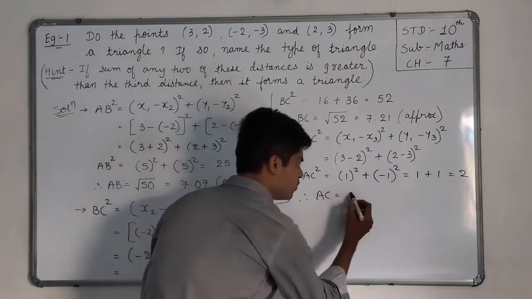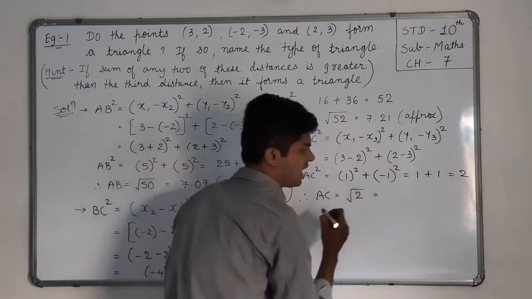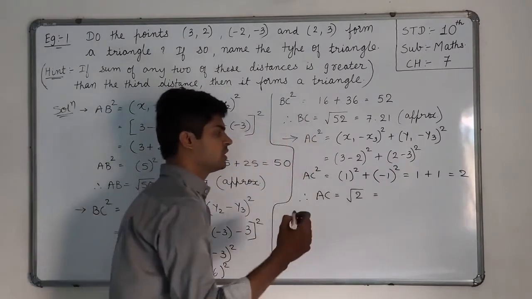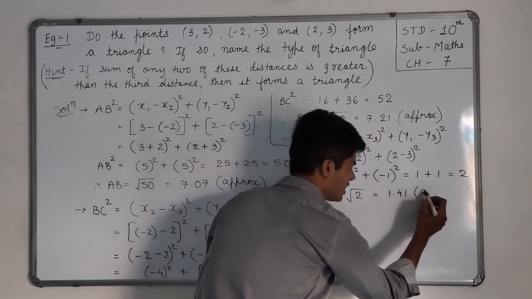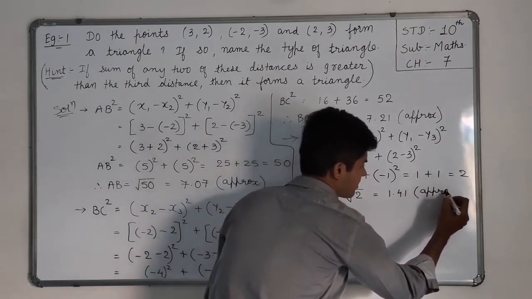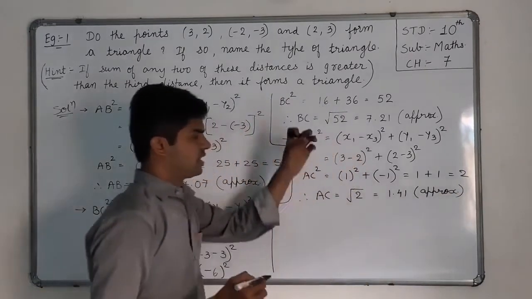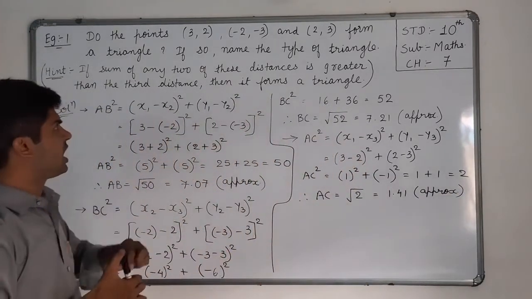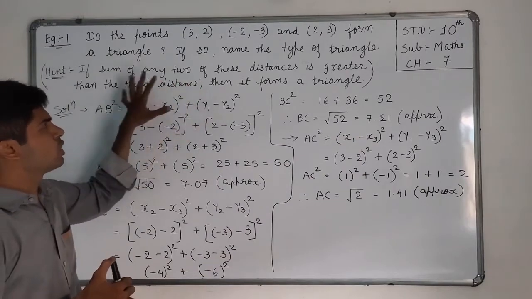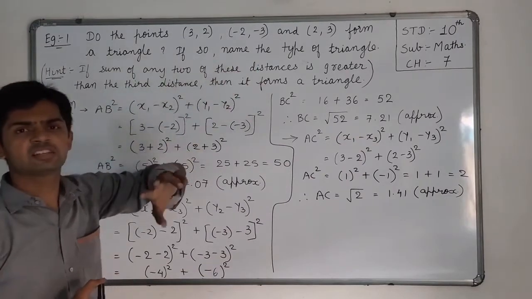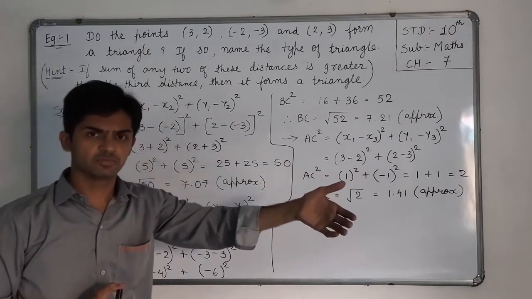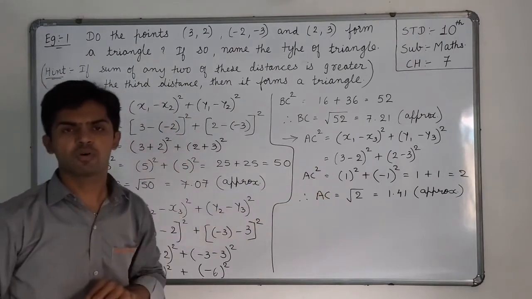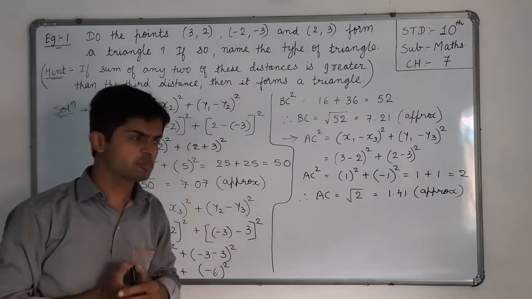So AC will be √2, and the answer of square root of 2 is 1.41 approximately. Now अकॉर्डिंग टू अवर हिंट, आप हिंट देख लो क्या है. कोई भी दो डिस्टेंस का एडिशन करो और तीसरे डिस्टेंस से ज्यादा होता, राइट, देन इट विल फॉर्म ए ट्रायंगल, अदरवाइज इट विल नॉट फॉर्म ए ट्रायंगल.